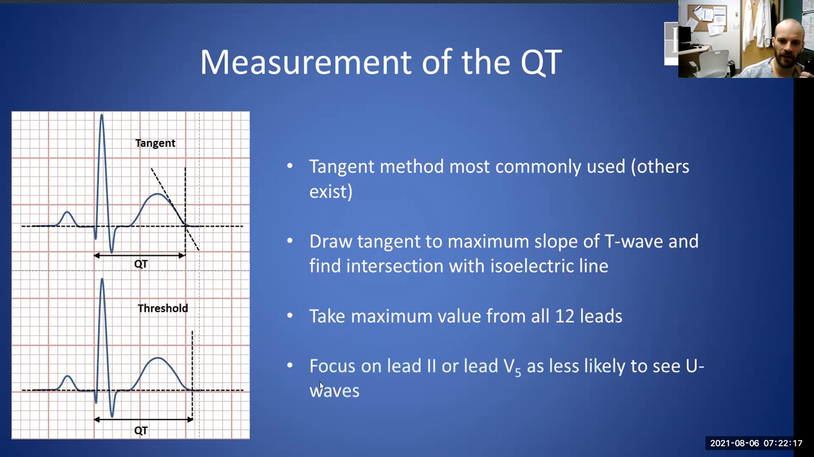In general, ideally you should be taking it from all 12 leads, but if you are going to look at it more quickly, you would tend to focus on lead 2 or lead V5, as they're more likely to have generously sized T waves, and you're less likely to see U waves, which is an additional deflection that comes after the T wave.